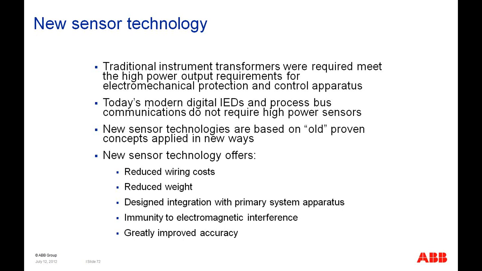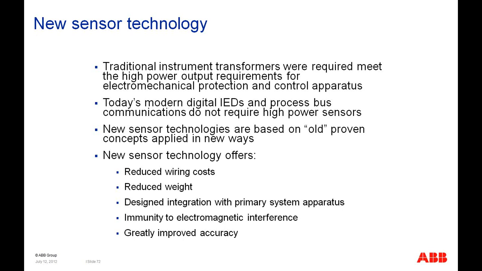Today's modern digital relays could use a process bus, which doesn't require high power sensors at all. Matter of fact, most all digital relays have an A to D converter in them. Any current coming into the modern microprocessor relays now goes through another transformer that transforms that current or voltage into a millivolt level for input to the relays.